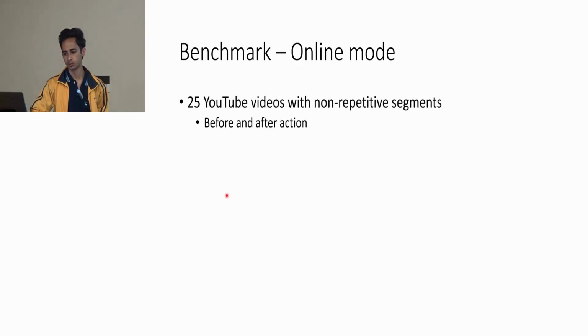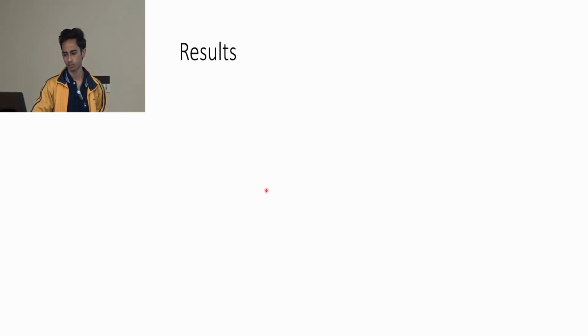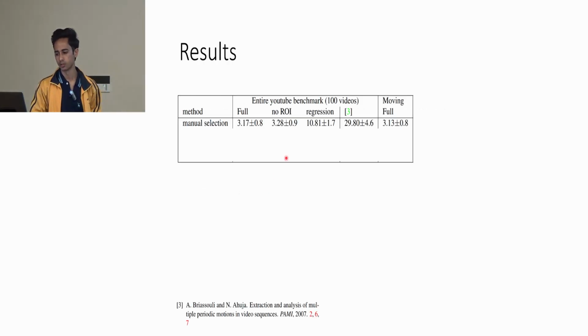So for online mode, to test on a real-time system, out of the 100 videos, they select 25 videos which have non-repetitive segments before and after, so it's not a trimmed video. And they record an hour-long video with 44 different actions in it. So here are some results.